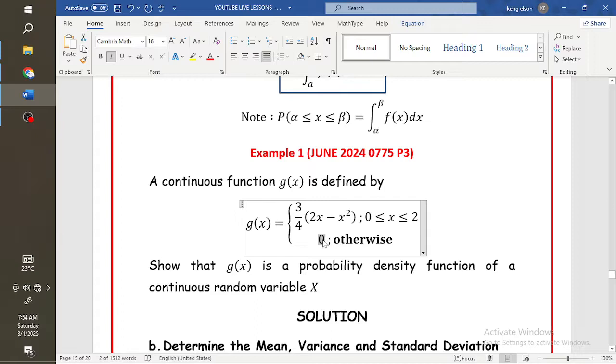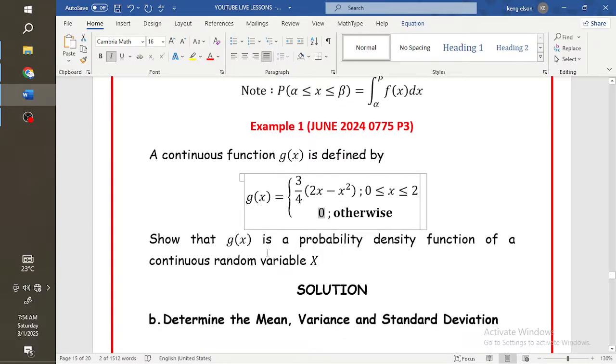Okay, that's the meaning of this otherwise, which means that if x is not between 0 and 2, that is, if maybe x is bigger than 2 or x is less than 0, g of x is always equal to 0. So that's just the interpretation of this function.